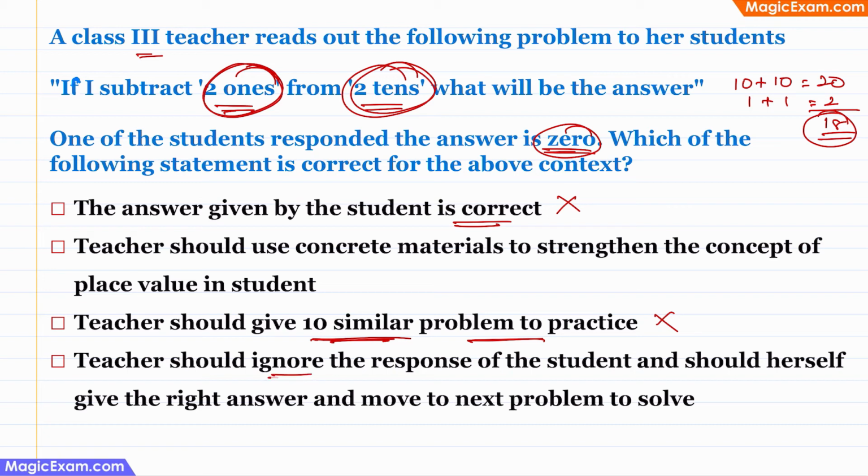Then teacher should ignore the response of the student, give the right answer and move on to the next problem. Now ignore is a keyword which tells you that this statement is incorrect, because if the teacher is ignoring the mistakes that the students are making, then that is not a correct thing to do. Therefore ignore tells us that the statement is incorrect. So only statement 2 is remaining. This says teacher should use concrete materials to strengthen the concept of place value in the student. So the teacher should explain the concept of place value and face value, and only then the students will understand the basic concepts and be able to solve problems in the future. Therefore teacher should use concrete materials to strengthen the concepts. Therefore this is a correct answer.